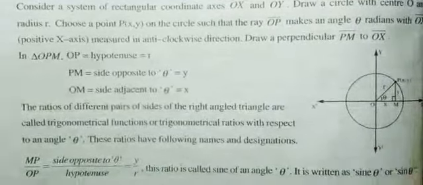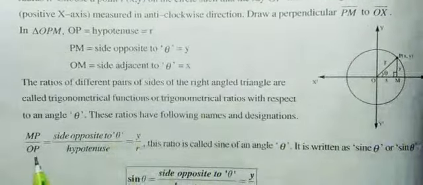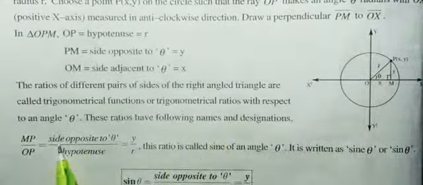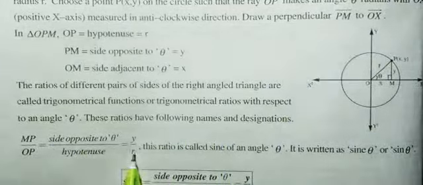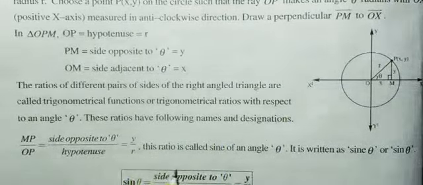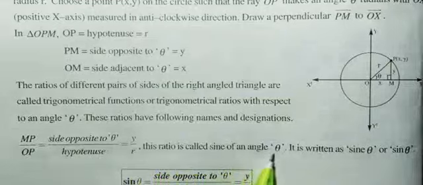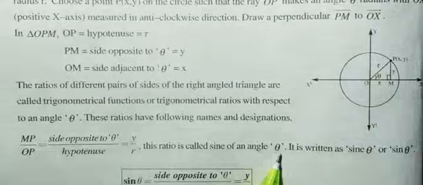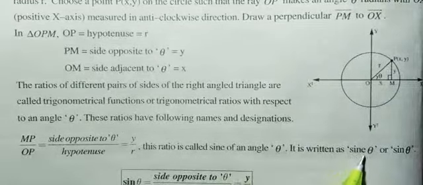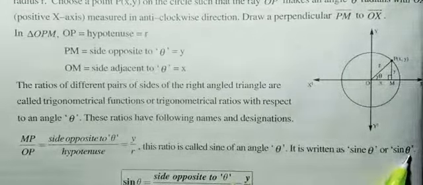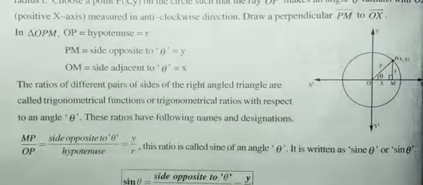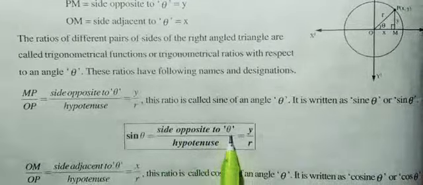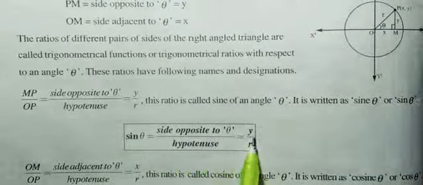Now without delaying, I am going to take MP by OP. From this picture you can see that MP by OP is equal to the side opposite, y, by r. You can read that, y by r. So this ratio is called the sine of an angle theta. It is written as sine theta or only sin theta. So the formula is sine theta is equal to the side opposite to theta divided by hypotenuse, that means y by r.